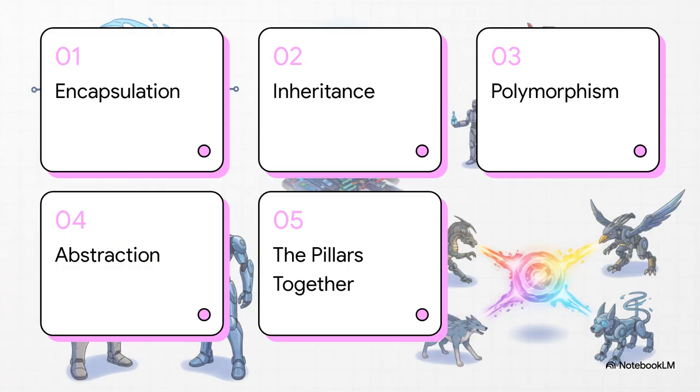So here's our game plan. We're going to dive into the 4 core principles, the 4 pillars really, that hold this whole idea together. We've got encapsulation, inheritance, polymorphism, and abstraction. We're going to break down what each one is, and more importantly, why you should care.